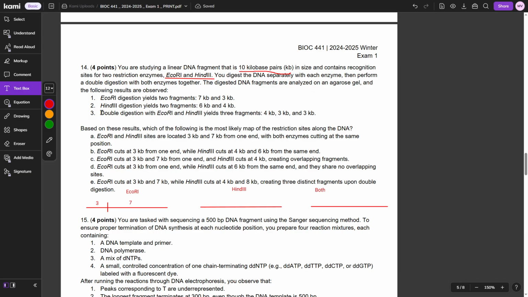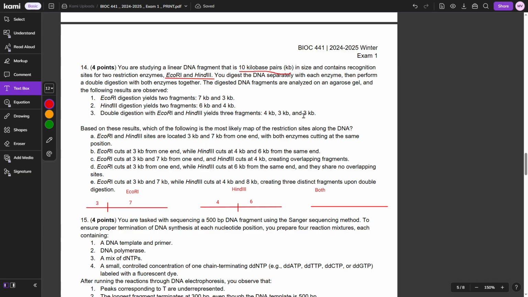HindIII is going to be 6 and 4. Okay. It's like in the middle somewhere here, maybe. 6 and 4. Alright. Double digestion yields 3 fragments: a 4, a 3, and a 3. Okay. That's really interesting, isn't it?